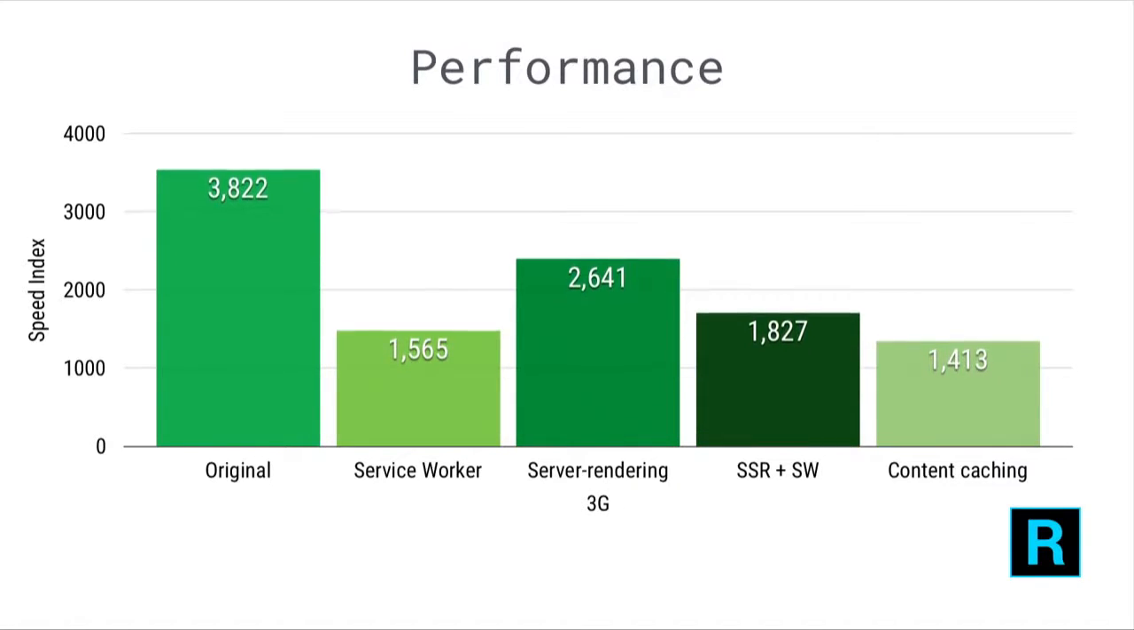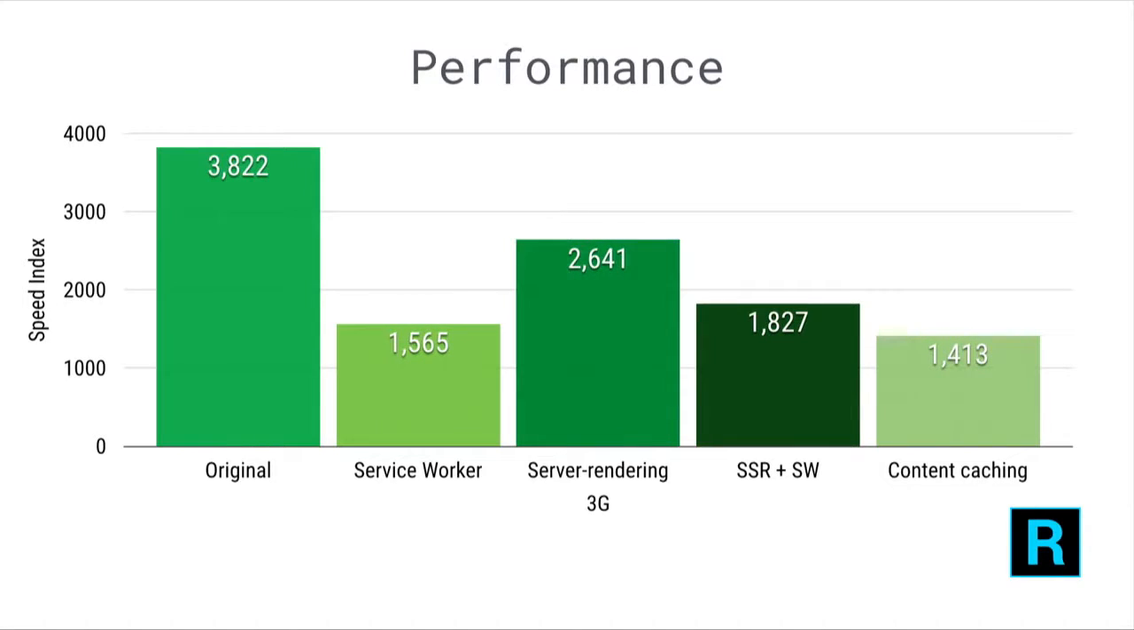Now on 3G, where it's even worse, we're still in a pretty good place. We started off with a speed index of almost 4,000, and we end up in a place where, with Service Worker caching and content caching, we've got a speed index of 1,400.